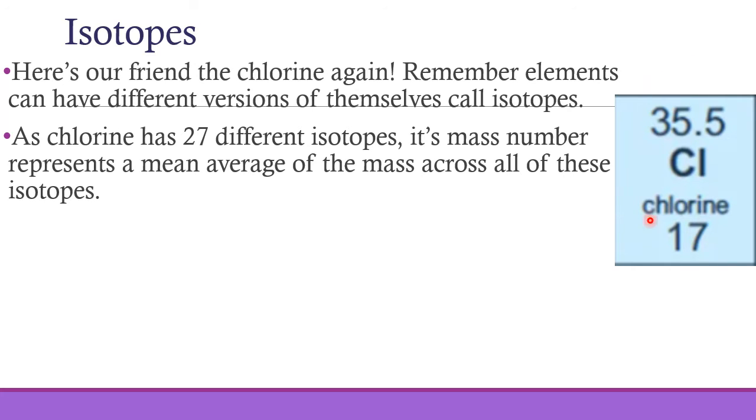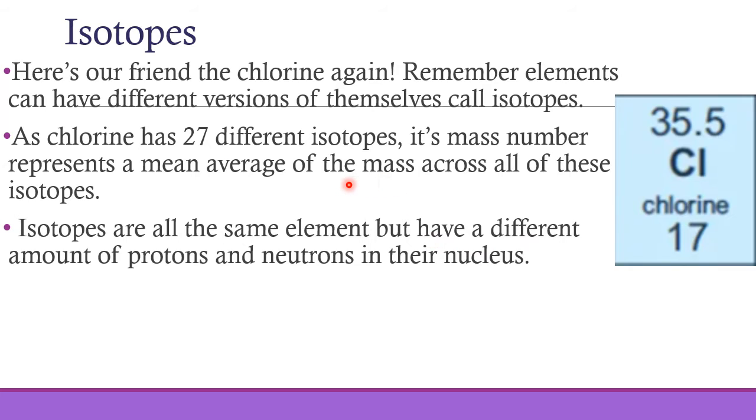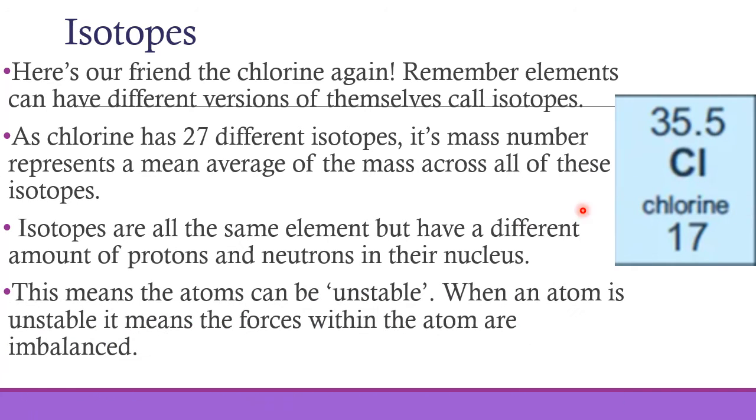Now, the isotopes are all the same element but have a different amount of protons and neutrons in their nucleus. How do you think that could happen? This is because some atoms can be unstable. So when an atom is unstable, it means the forces within the atom are imbalanced. That means that across some of these isotopes, some of the atoms are imbalanced because there is a different number of protons and neutrons in their nucleus. The number of protons and neutrons within these atoms aren't equal. They aren't the same. That means the atoms are unstable.